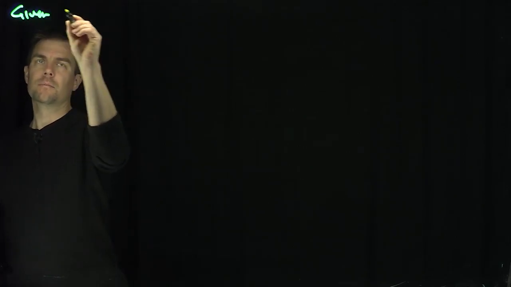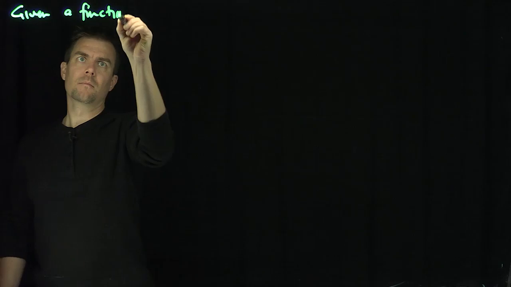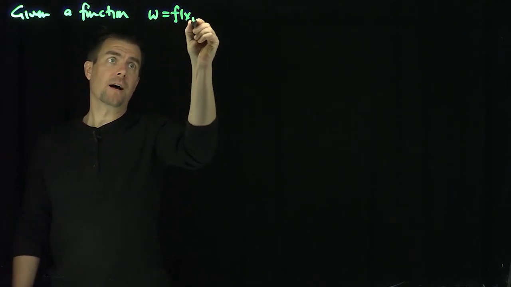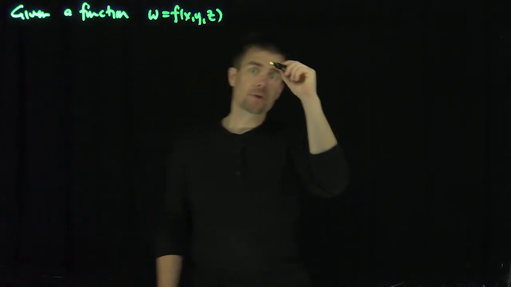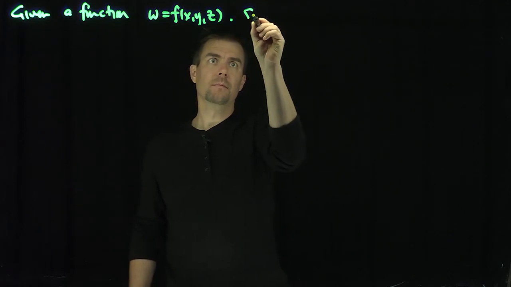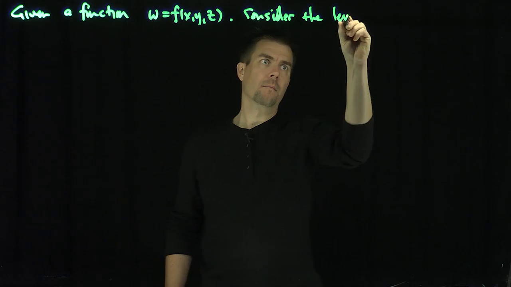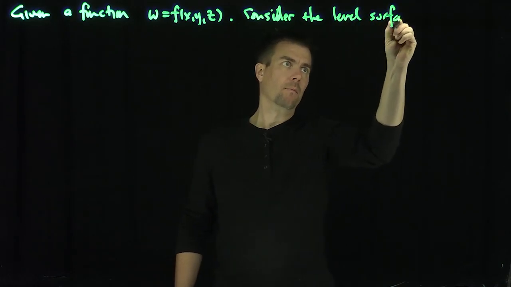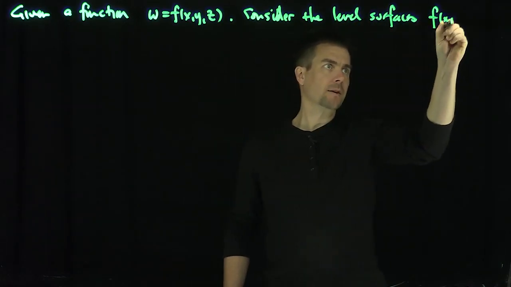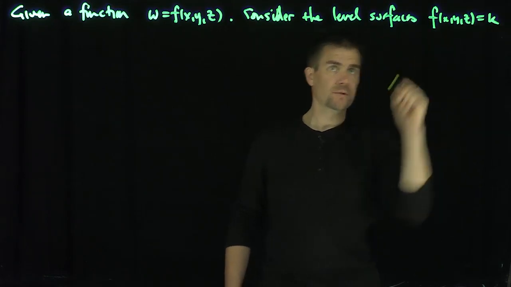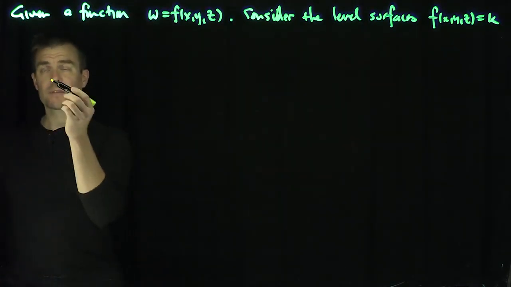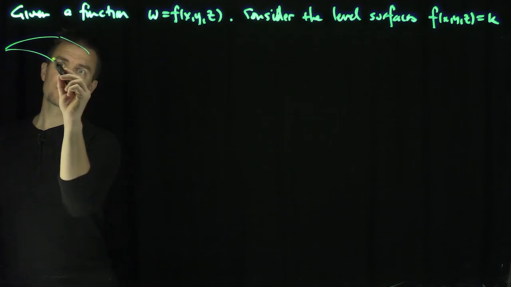Hello students, in this video we'll discuss the geometrically invariant definition of the gradient vector. So given a function w of f of x, y, z, consider the level surfaces F of x, y, z equals k. If I give you a function of three variables, I can define these level surfaces over here. So there's all these level surfaces like that.